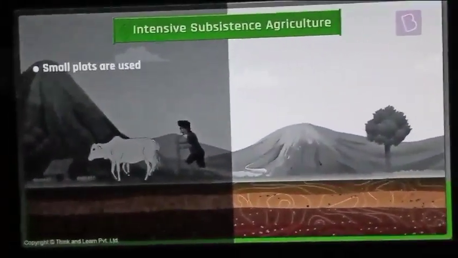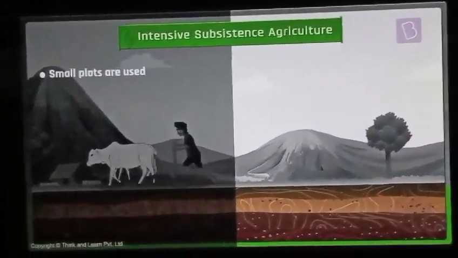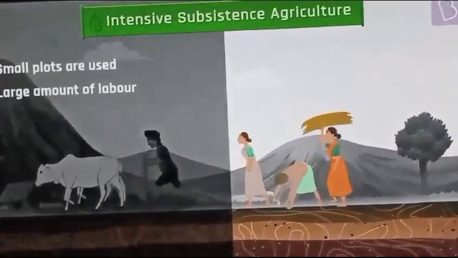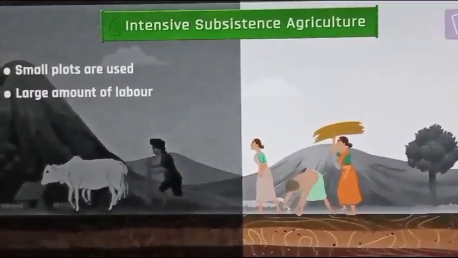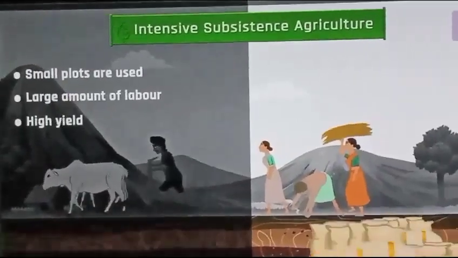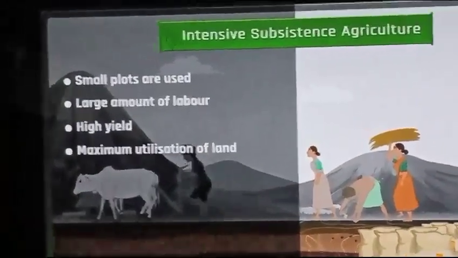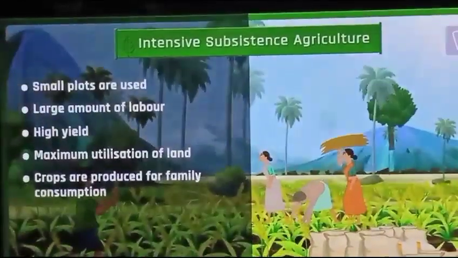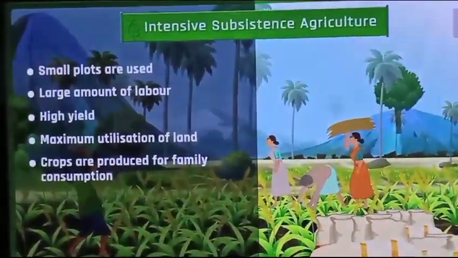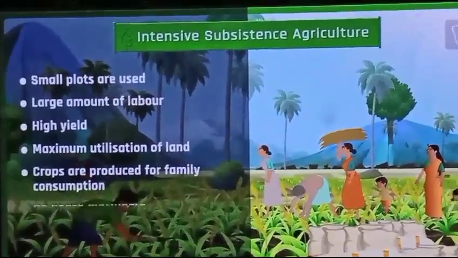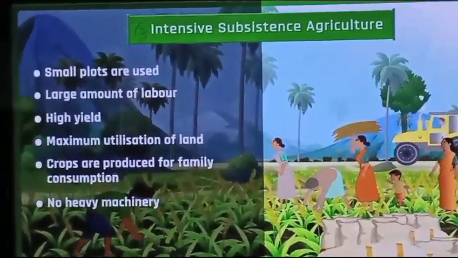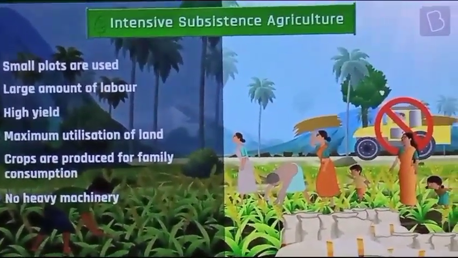Raghu farms on his small plot manually, and thus he needs to expend a large amount of labor tending to his farm. For a small area, the yield is very high as the farmer utilizes the land to the maximum. Crops are generally produced for consumption by the family. Heavy machinery is generally not used in this kind of farming.